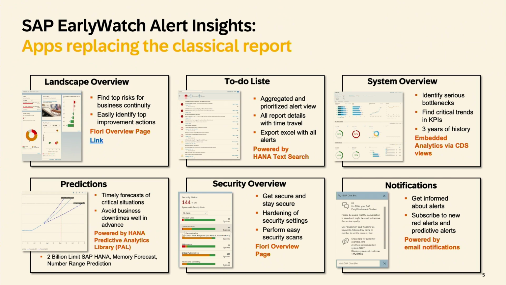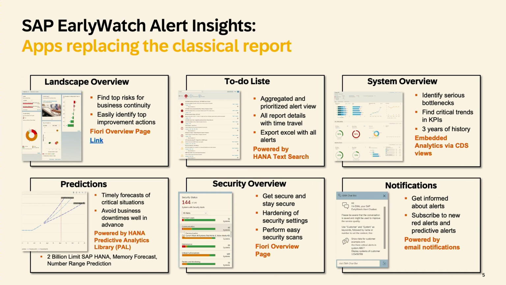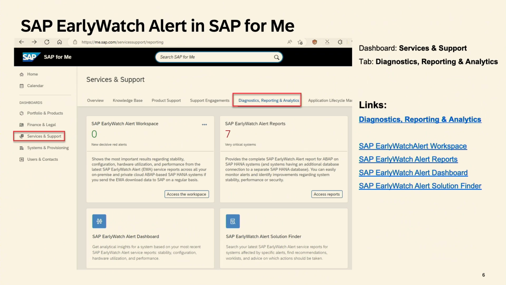Then we have a security overview on different security alerts which have been found in the system. And last but not least, also notifications. So if we find out that, for example, a certain table is critical, or you are using a lot of memory in your HANA database, then we send out notifications.